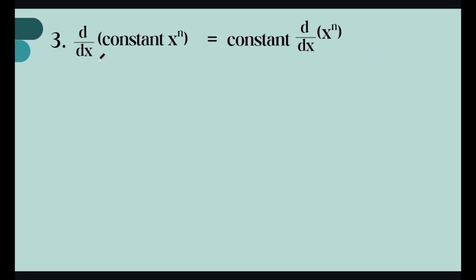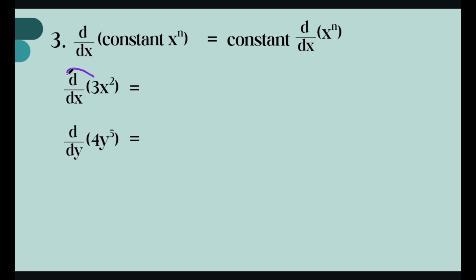The third formula is d by dx of constant x to the power of n equals constant into d by dx of x to the power of n. So from the first formula we learned that whenever we see a constant, the entire value would be 0. But here the constant is in multiplication with x to the power of n. So what we are going to do is, we are going to keep the constant on the left side and carry out the remaining process from second formula as usual.